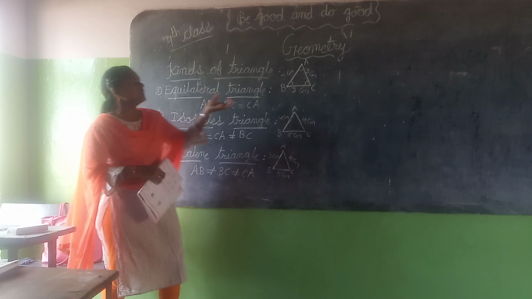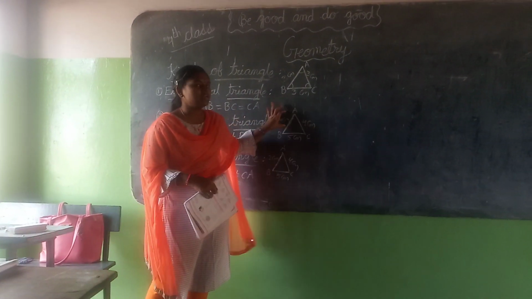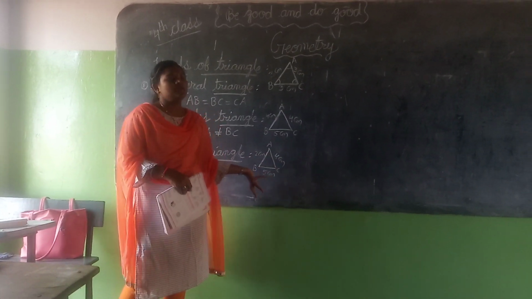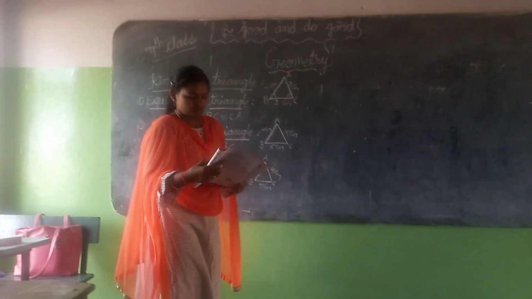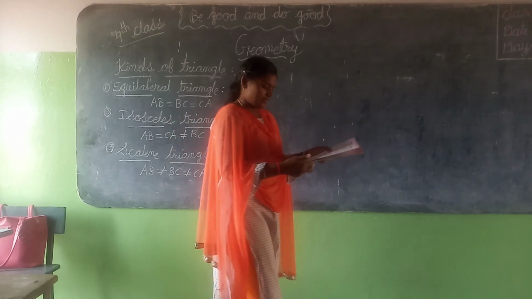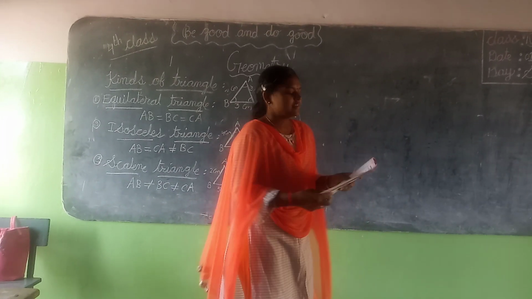In an equilateral triangle, three sides are equal. In an isosceles triangle, only two sides are equal. In a scalene triangle, three sides are different. That means three sides are unequal. Okay? So now let us discuss the problems. Next, open page number 117, the first exercise.